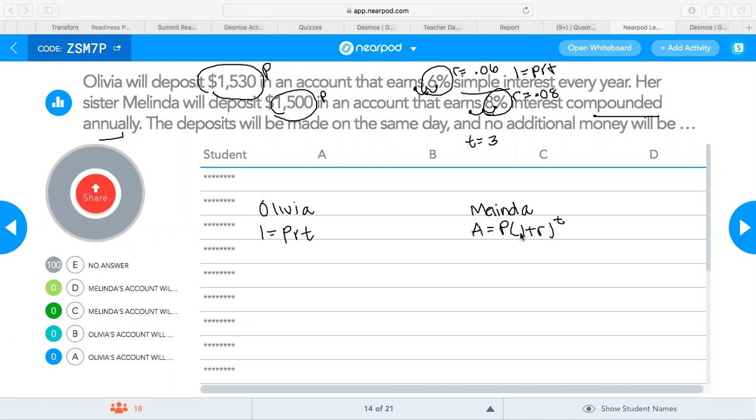So what I want everyone to do right now is for Olivia's account, just put in the numbers and see what you get. And then we'll talk about it. Both of them are 3 years.